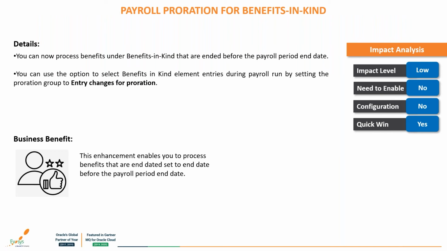The next feature we have is payroll proration for benefits in kind. Post 22A, the benefits in kind will be prorated based on the end date provided on the calculation card. And if our elements used in benefits in kind are already set up with a proration group, no changes will be required. But if not, then we'll need to ensure that all the elements used for benefits in kind have the proration group set as entry changes for proration.